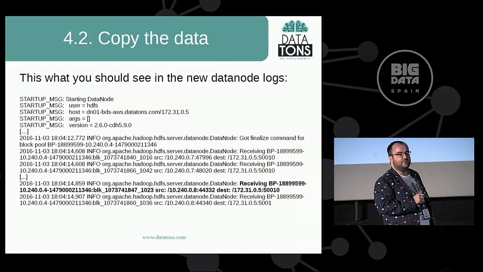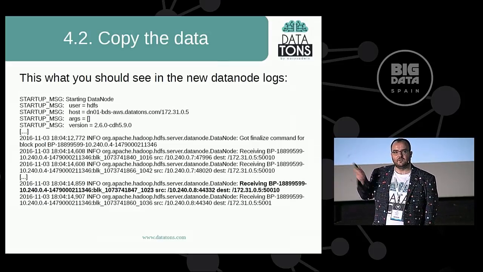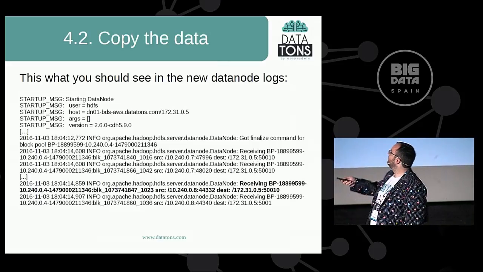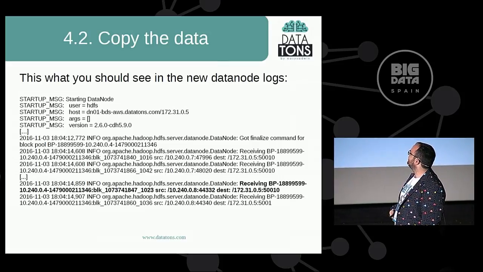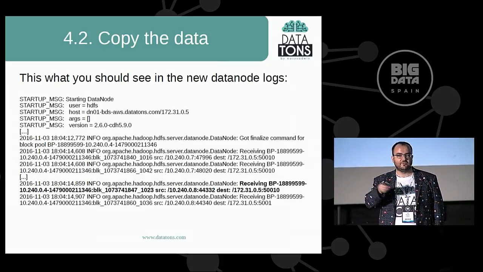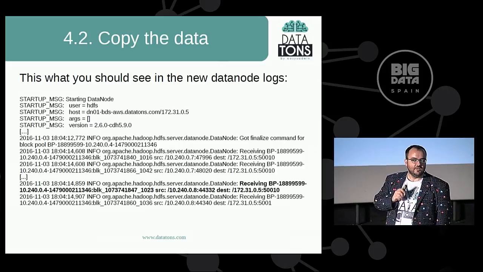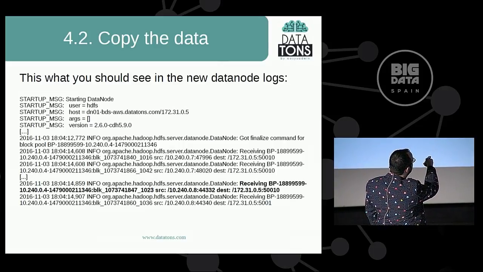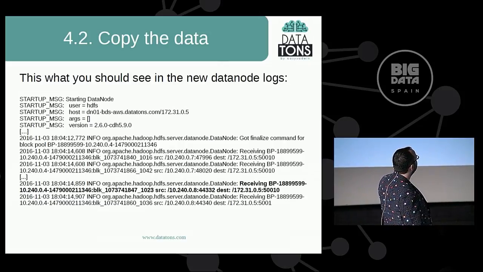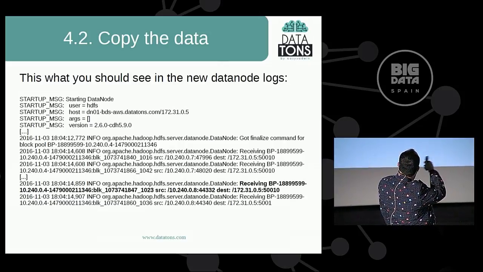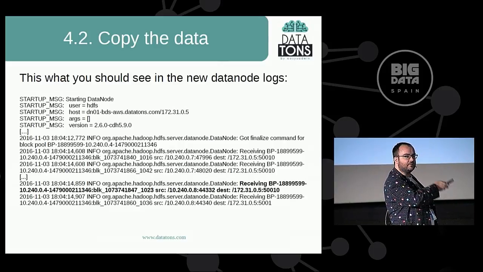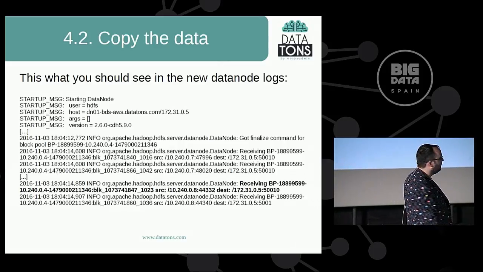This is what you see on the new data nodes, okay? This is the log file for one of the data nodes. It will start, it will provide all this general information. It will become integrated in the cluster, and at some point, it will begin receiving blocks from the other side, okay? And you will see that there in the part that's in bold, receiving one of the blocks from one of the IP addresses located on the other side of the network, okay?